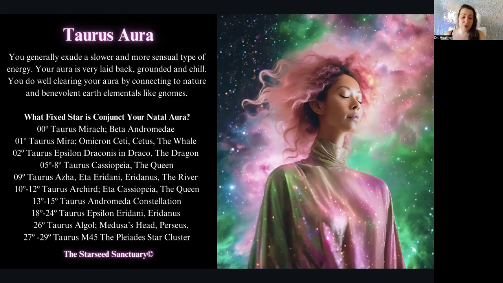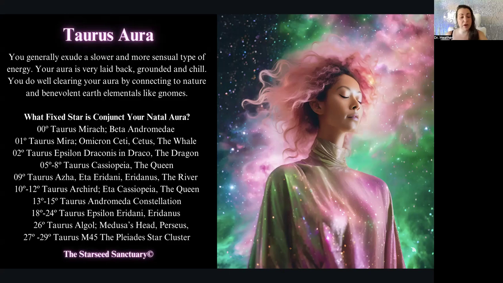2 to 3 degrees will be one of the stars in Draco, the dragon. About 4 to 8 degrees is going to be Cassiopeia, the queen aura. 9 degrees will be one of the stars in Eridanus. 10 to 12 degrees will be Cassiopeia. 13 to 15 degrees of Taurus will be the Andromeda constellation. 18 to 24 degrees is going to be Eridanus, the river, particularly Epsilon Eridanii, one of the main stars there.